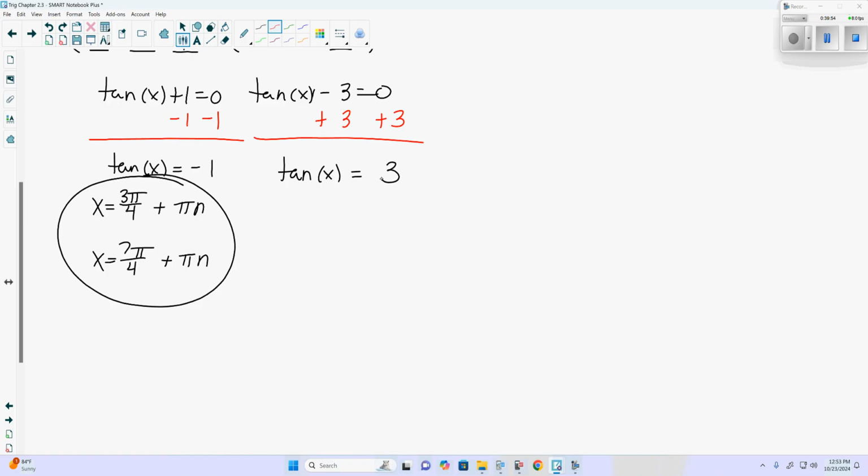Now tangent of x can equal 3, because the value for tangent can be very big and very small numbers. Sine and cosine are the only ones that are restricted, for our main base 3, between negative 1 and 1. Now for us here, to find x, we're going to have to take the arctangent, our inverse tangent of both sides, or our inverse tangent of 3, because 3 is not on the unit circle.